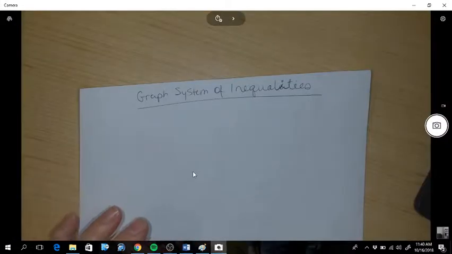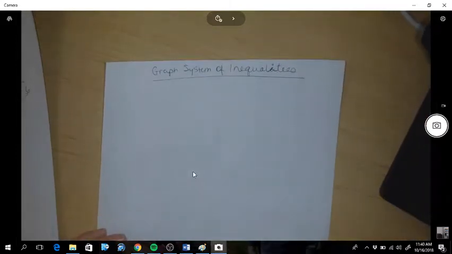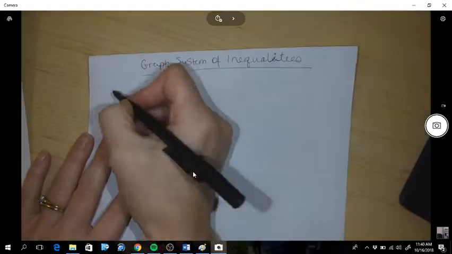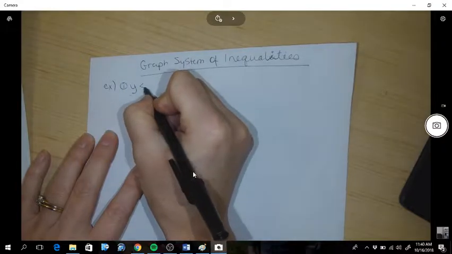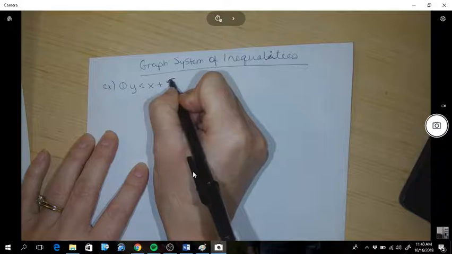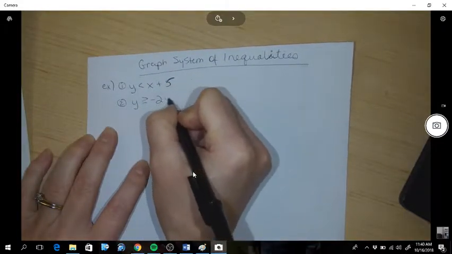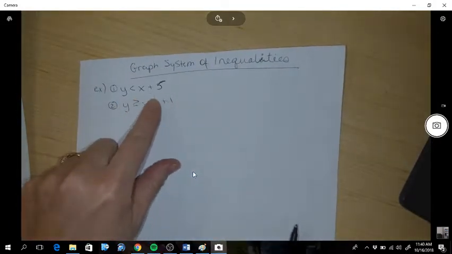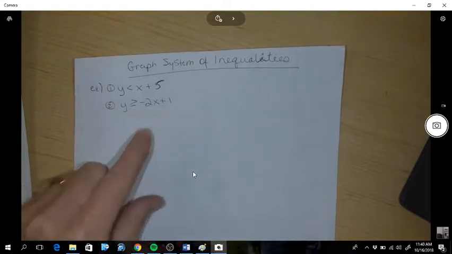Okay, today's video is graphing systems of inequalities. Alright, so the first example, here are your two inequalities. So there is your first inequality. So this reads y is less than x plus 5. Y is greater than or equal to negative 2x plus 1.